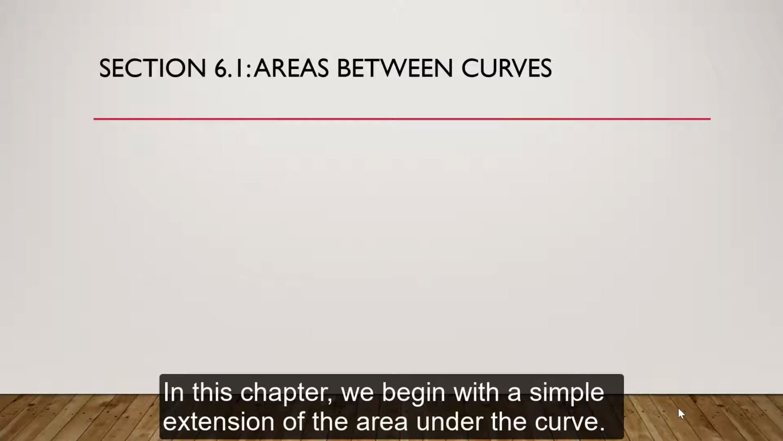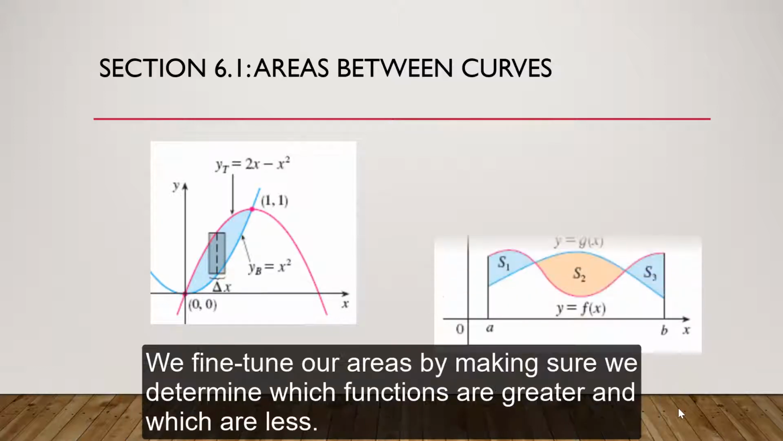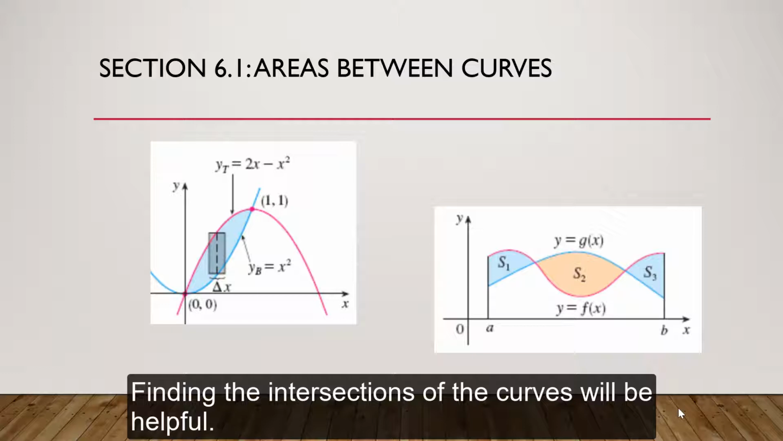In this chapter, we begin with a simple extension of the area under the curve. We look at finding areas between curves and really take advantage of the Riemann sums. We fine-tune our areas by making sure we determine which functions are greater and which are less. Finding the intersection of these curves will be helpful.